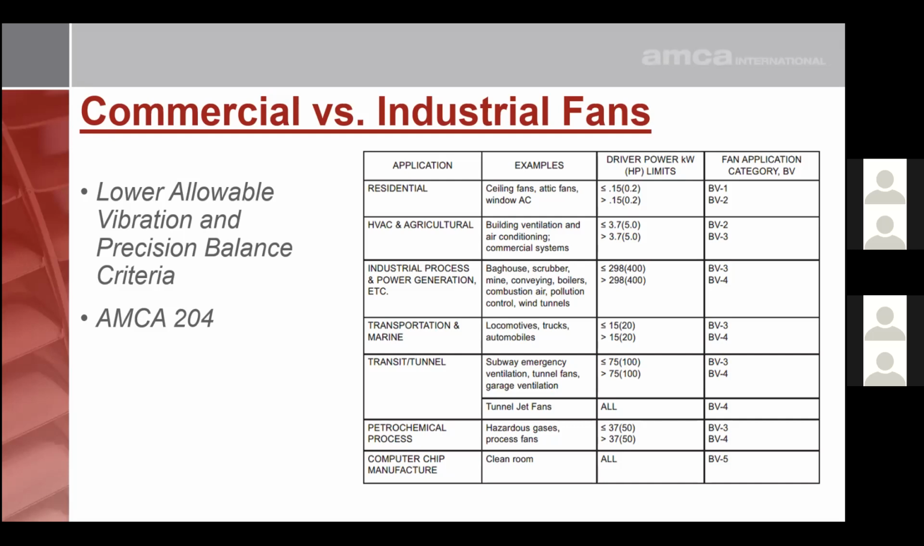Many features in industrial fans exist with the purpose of reducing vibration. Lower vibration ultimately results in less fatigue and improved bearing life. AMCA 204 provides recommended alarm and trip levels as well. These can be used to schedule maintenance before an unexpected outage or failure occurs.